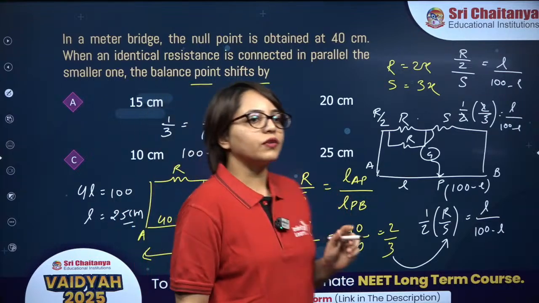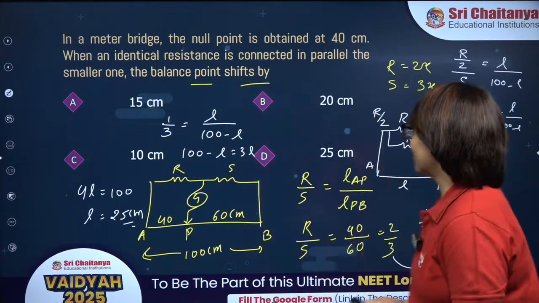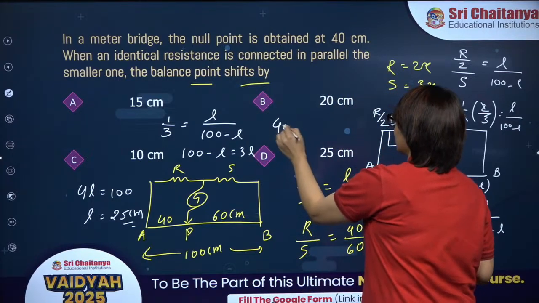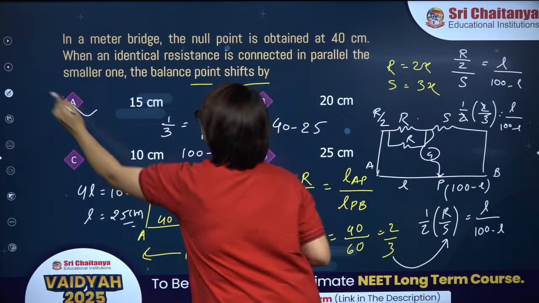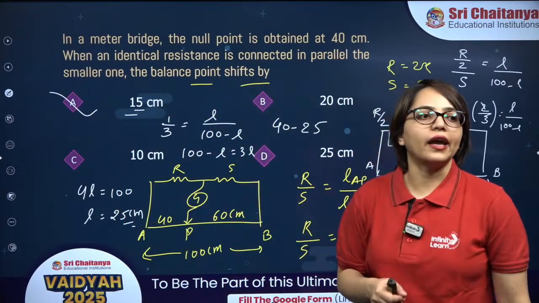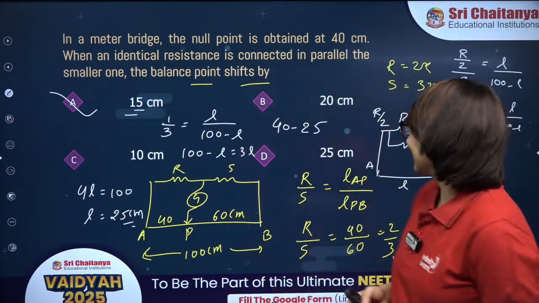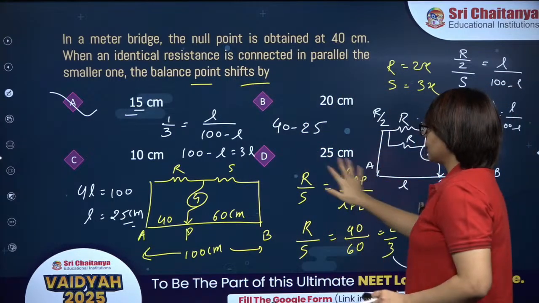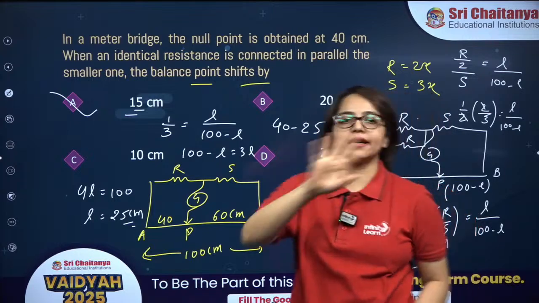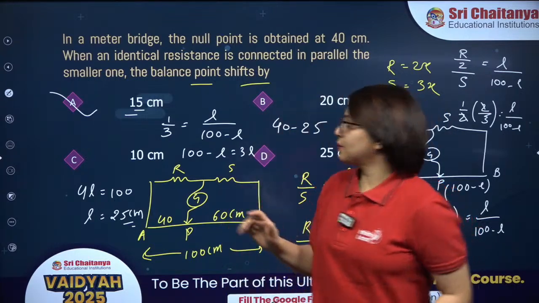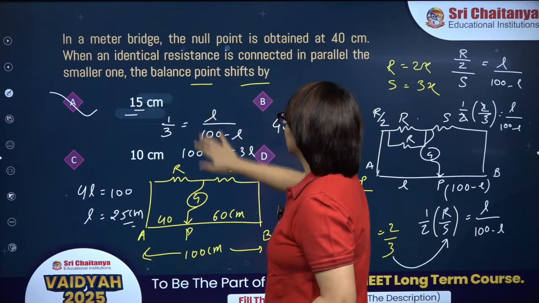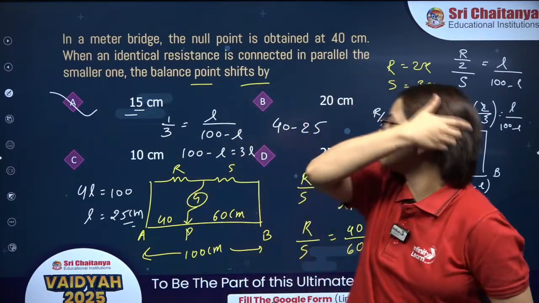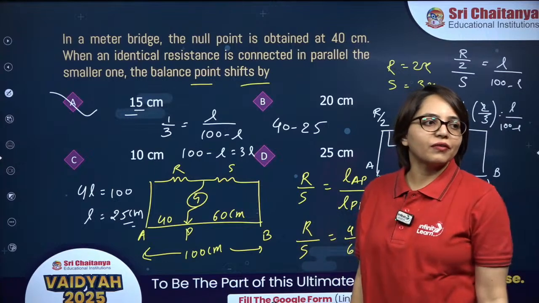Earlier the balancing length was 40. Now we have a new balancing length of 25 centimeter. So how much is it shifting? 40 minus 25, that is 15 centimeter, which is option A. Option A is the correct answer. They are asking the shift, beta. They are not asking the new balancing length. If they ask the new balancing length, then option D is correct. But if they are asking the shift, that means earlier it was 40, now we have 25. So 40 minus 25, how much is the shift over here? 15 centimeter. Well done guys, good job everyone.